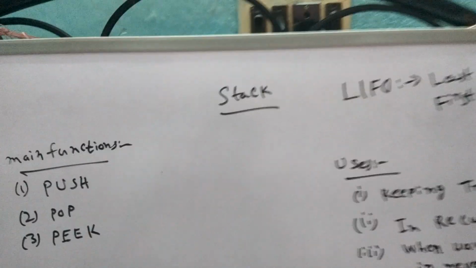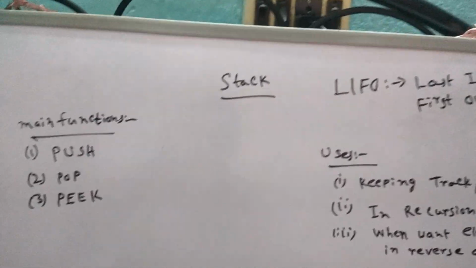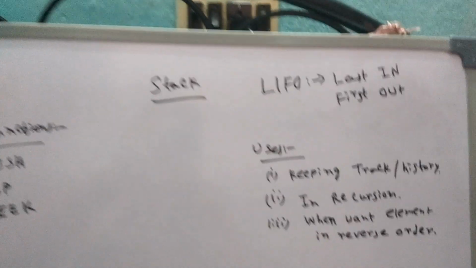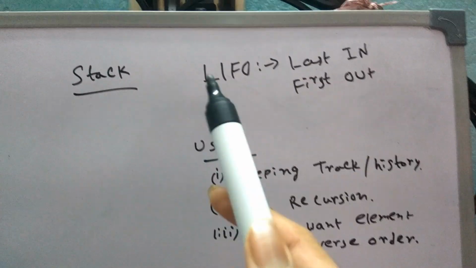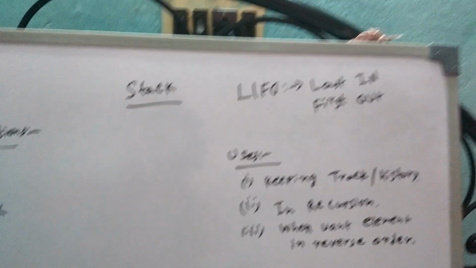So the first data structure or tool which we will be looking at is called stack. So what is a stack? A stack is a linear data structure which follows a very special property called last in first out, or in short LIFO. So what does this last in first out property mean?